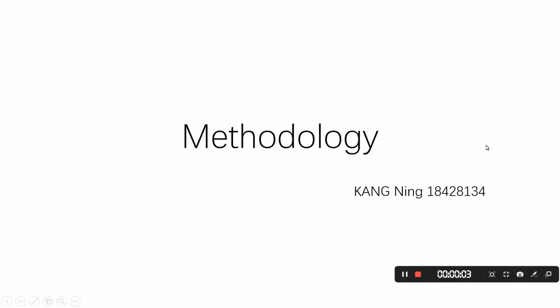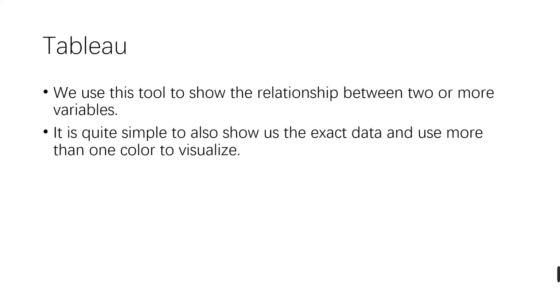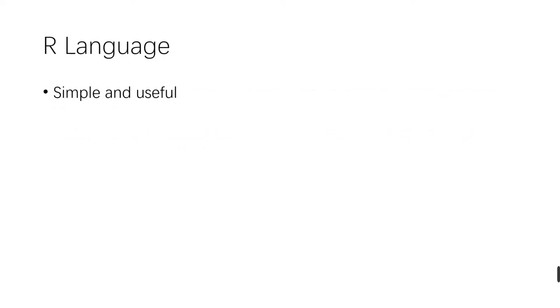Hello everybody, my name is Connie and I'm going to talk about the methodology. Here we are going to talk about the tools we have used and also the methods we have learned. So the first tool is Tableau. We have learned it in class. We use this tool to show the relationship between two or more variables, and it is quite simple to also show us the exact data and use more than one color to visualize. It is quite clear. And then the R language is really simple and useful for this topic, and I will talk about it later.